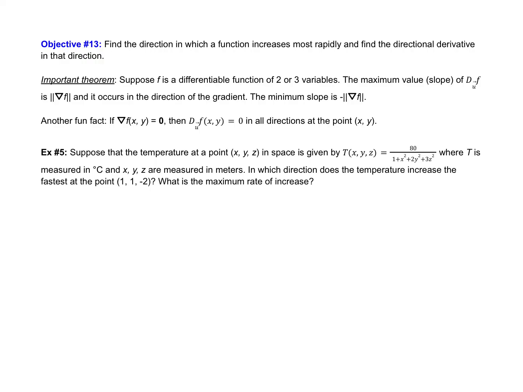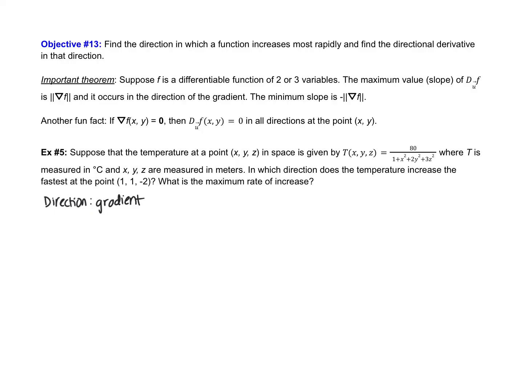Suppose that the temperature at a point x, y, z in space is given by that function t, where t is measured in degrees Celsius and x, y, z are measured in meters. In what direction does the temperature increase the fastest at the point 1, 1, negative 2? And what is the maximum rate of increase? Okay, so first thing that we know from that theorem above is that the direction of fastest increase is going to be the gradient.